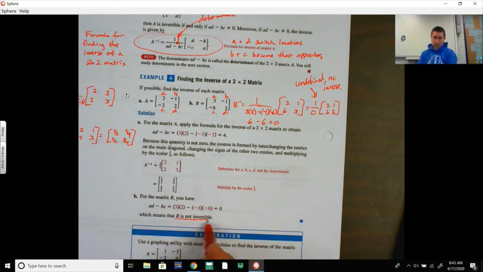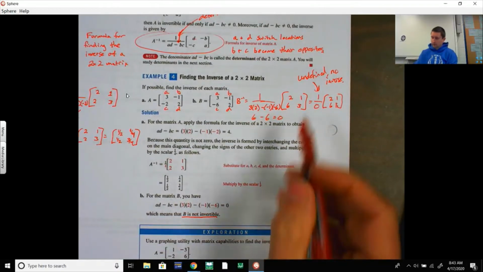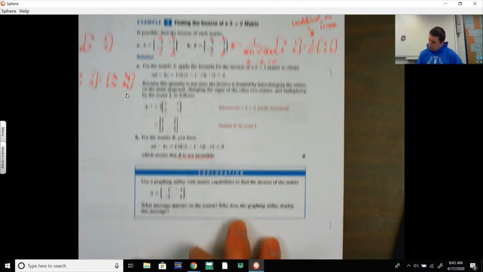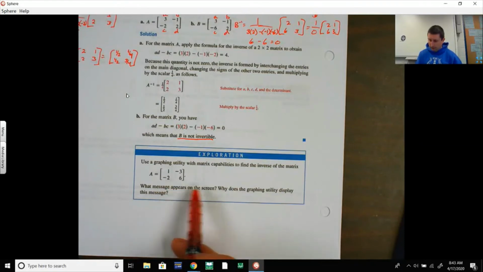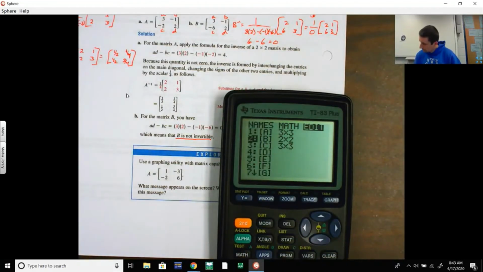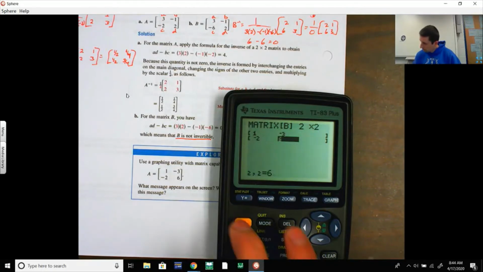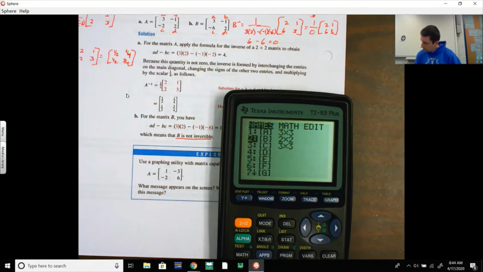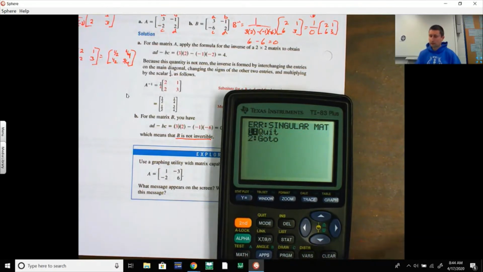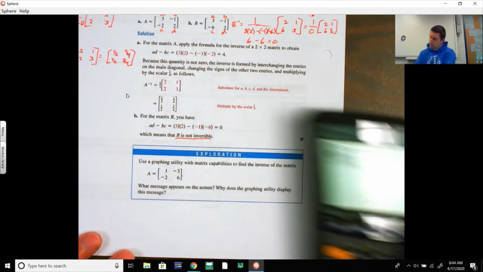B is not invertible. That's the terminology. Okay, that's why that's called the determinant, that part on the bottom, because it determines whether it has an inverse or not. Okay. On their exploration along the bottom, they ask you to use the graphing calculator, and what message appears on the screen. Do that real quick. Let's edit. So 1, -3, -2, 6. And I want the inverse of matrix B, and what appears is singular matrix. So there's an error, singular matrix. That means that the matrix is not invertible.